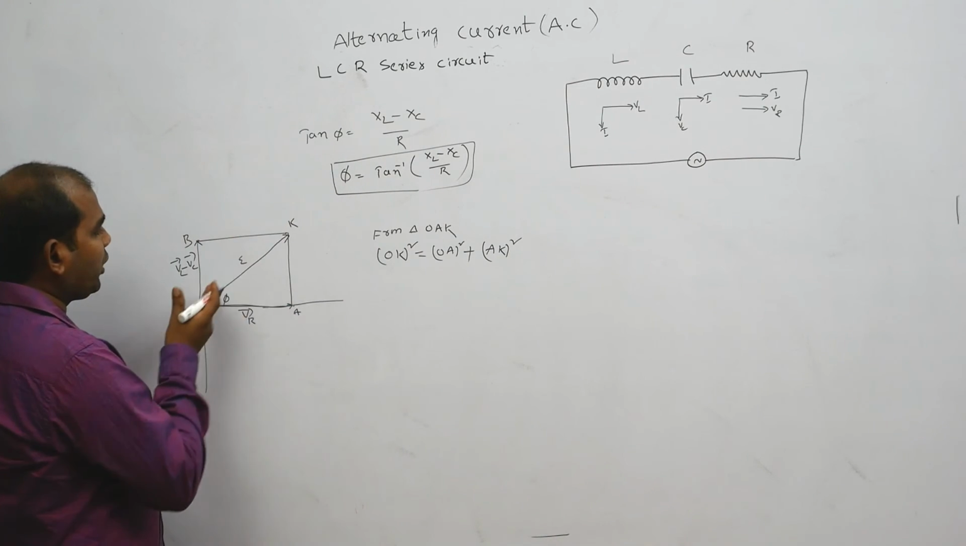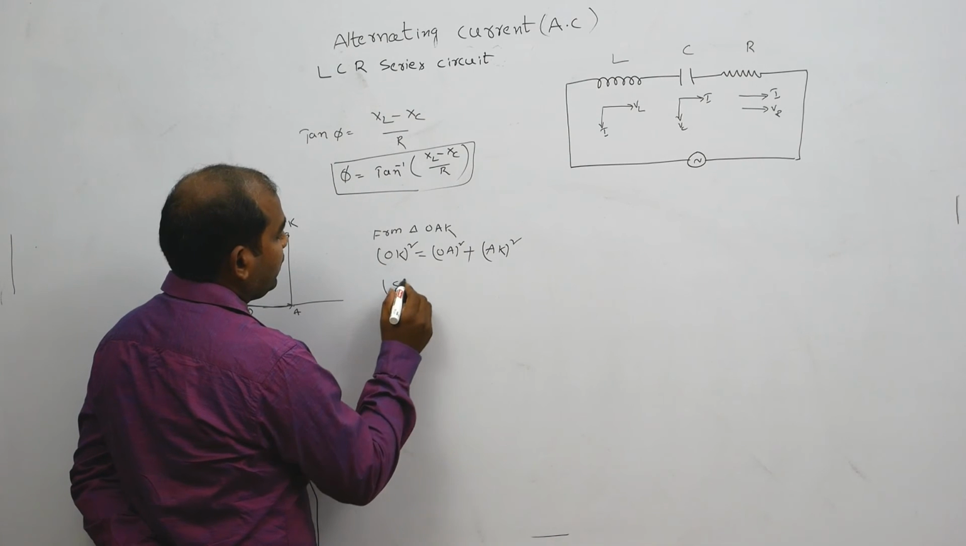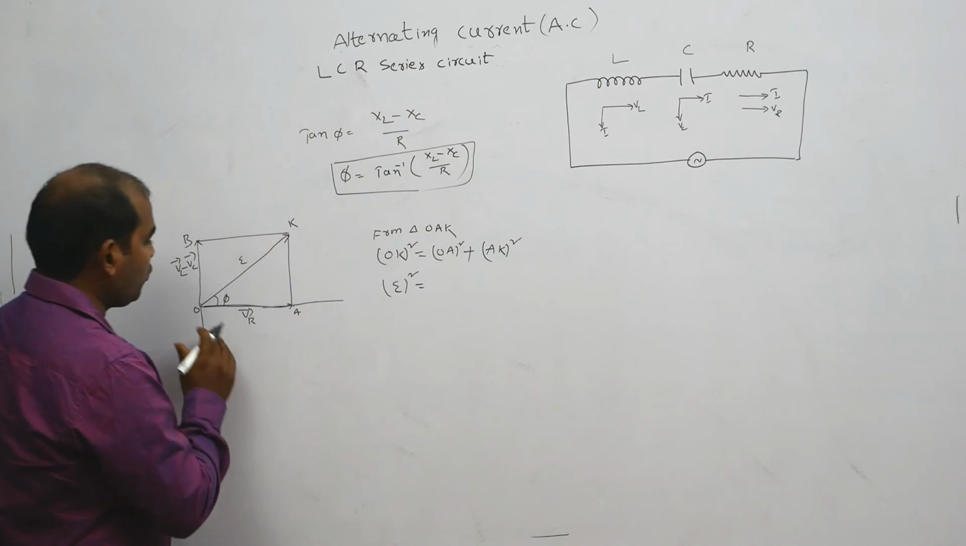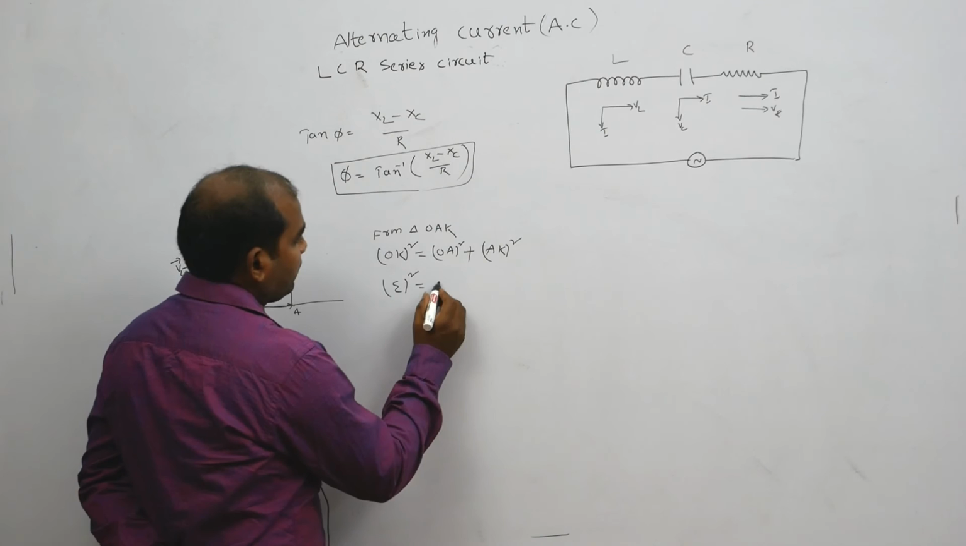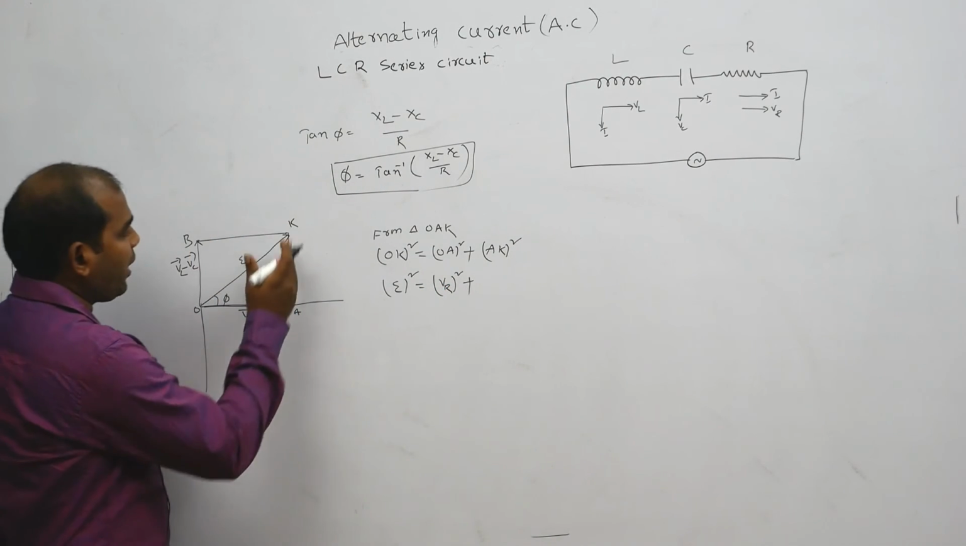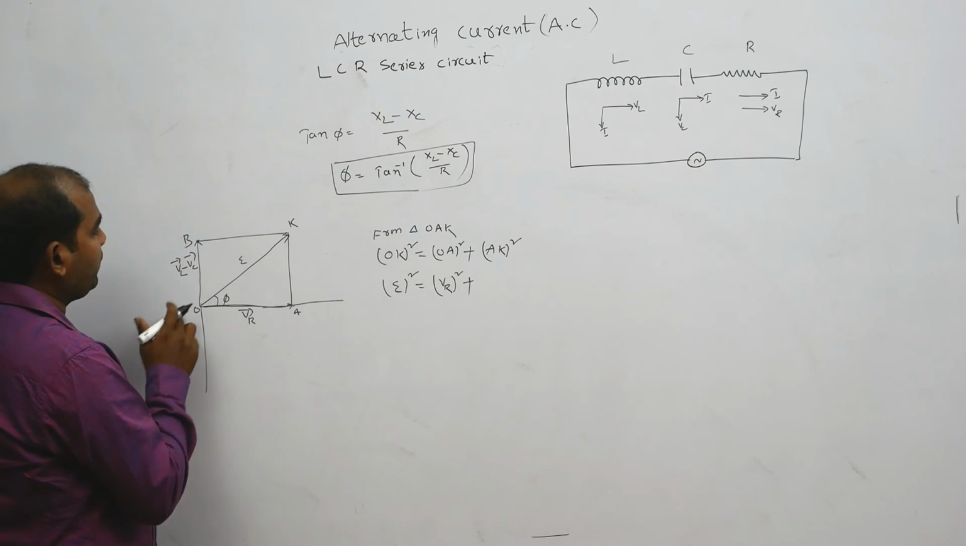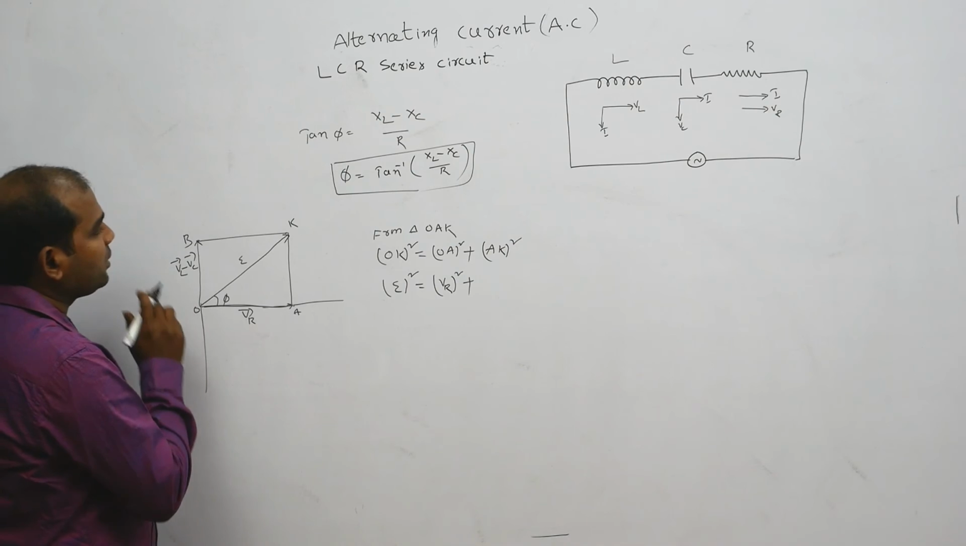What is the value of OK? OK is the resultant EMF of the LCR circuit, that is E square. What is the OA? OA is VR square. Plus, what is the value of AK? AK is nothing but equal to OB. So, OB value is VL minus VC.